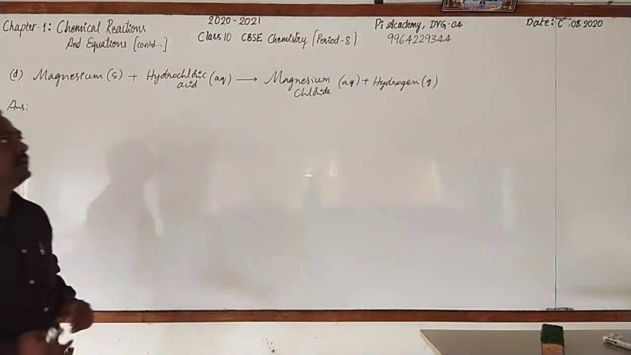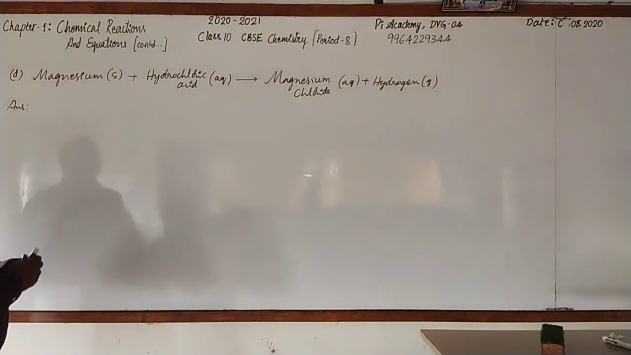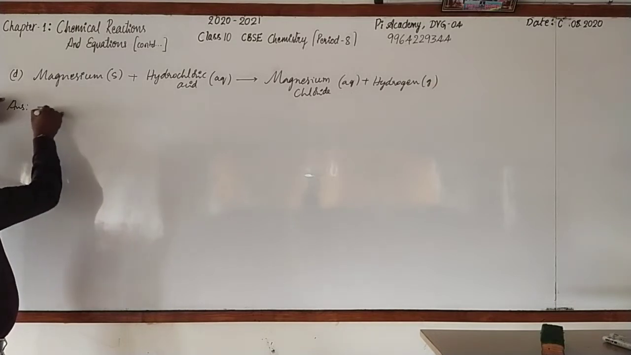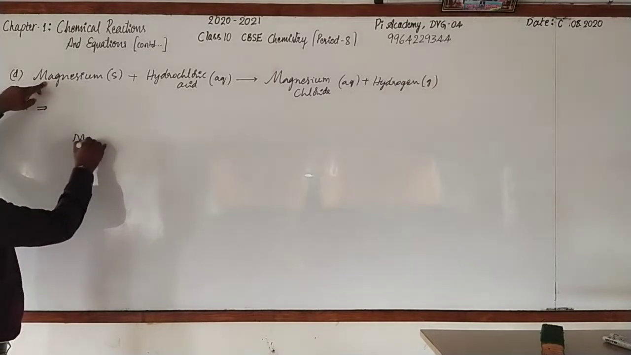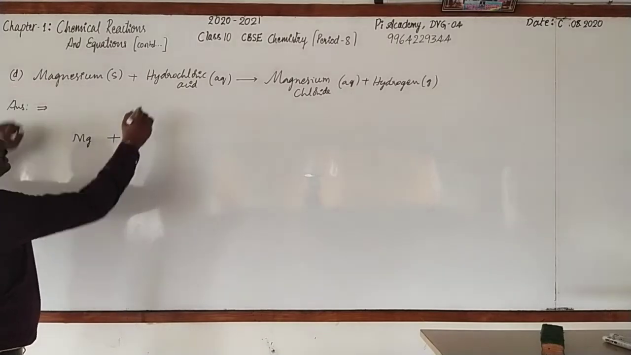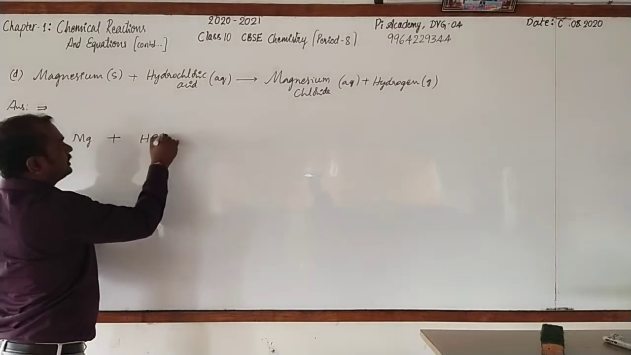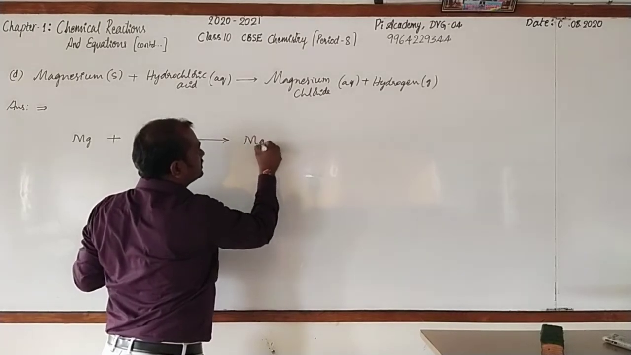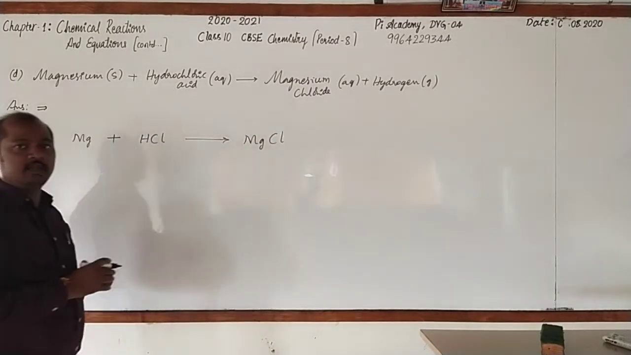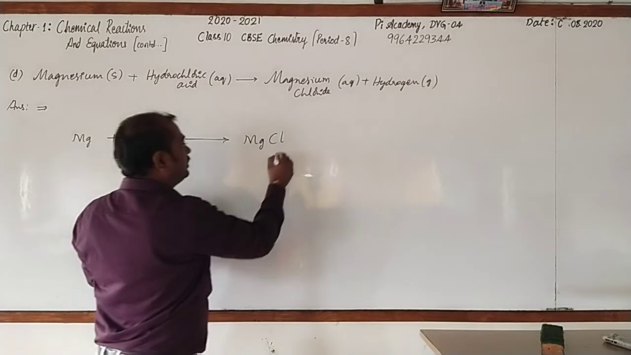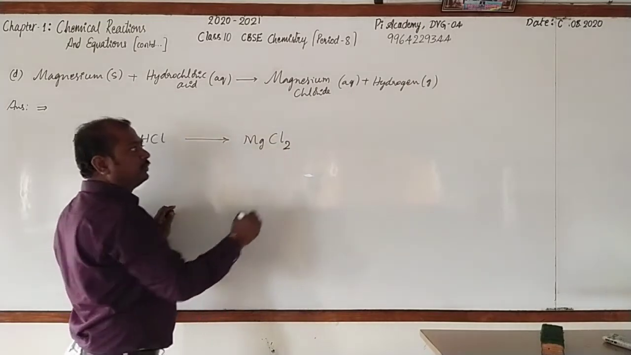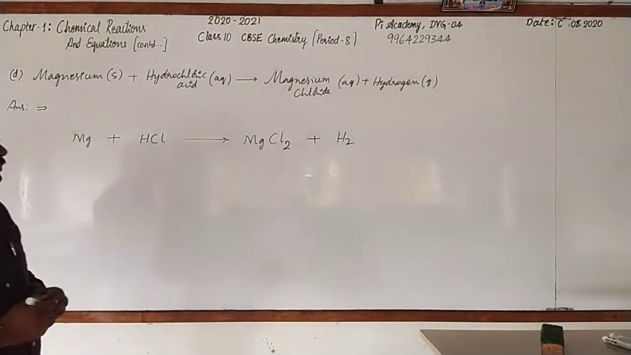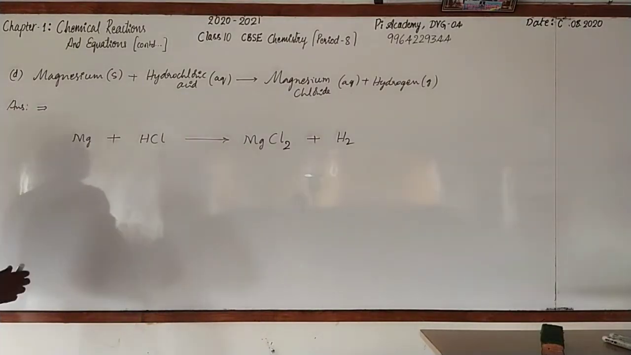That salt is magnesium chloride. Here, first let's go for writing the symbolic equation. It is magnesium, Mg, plus hydrochloric acid, HCl, gives rise to magnesium chloride. Should we write MgCl? No. Then what should it be? It is MgCl2 plus hydrogen gas, H2.